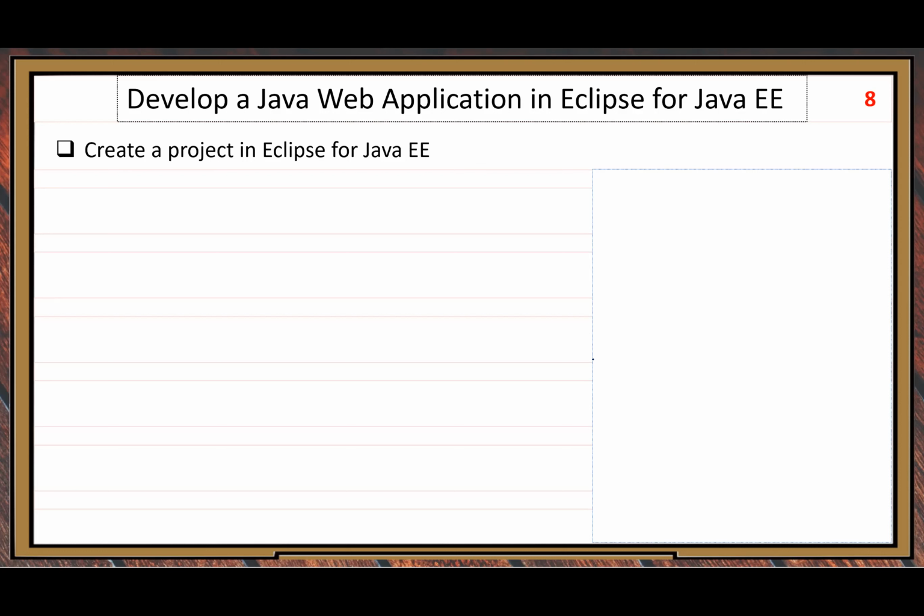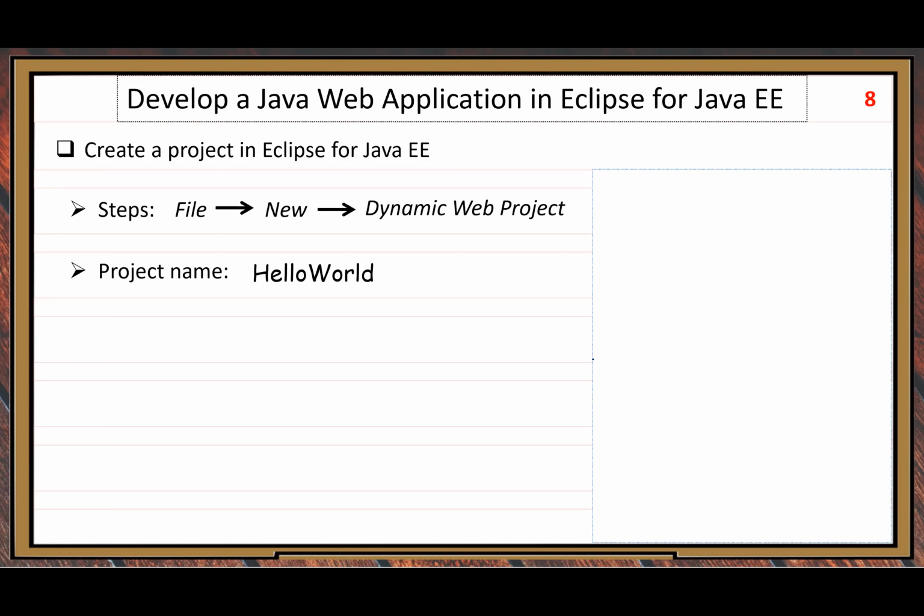First, we need to create a project inside Eclipse for Java EE. So what kind of project? The basic steps: go to File, then New, then select Dynamic Web Project. Then you need to type a project name. Here, let us just type Hello World, our first example, Hello World inside Eclipse.